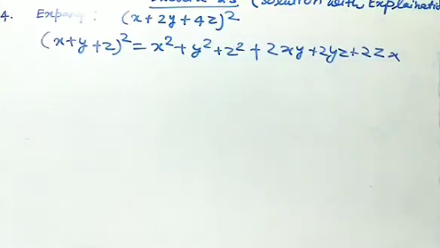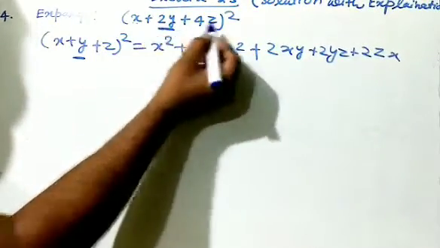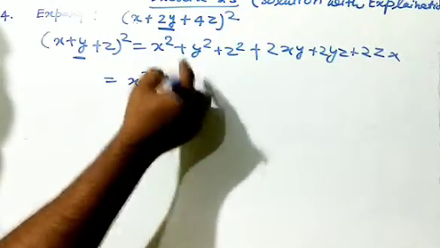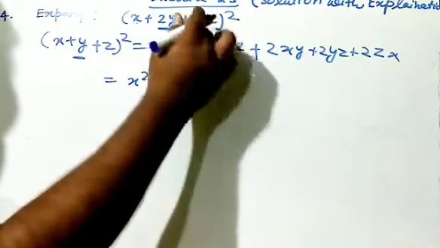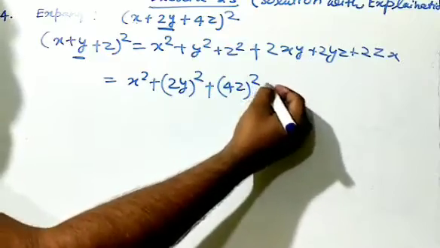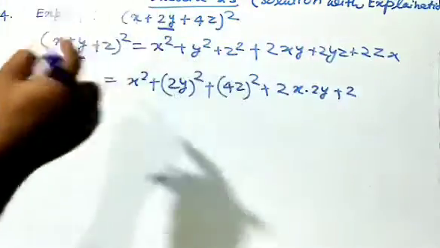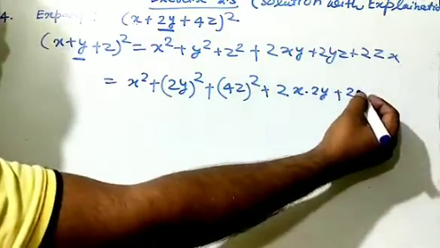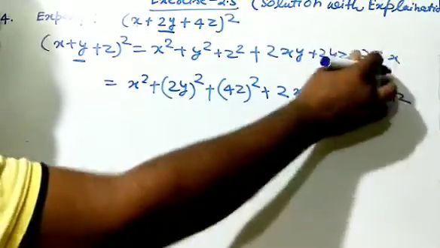So x is the same here. The value of y is 2y. The value of z is 4z. You have to just put them in one by one. x square. The value of y has changed, so 2y whole square. z is 4z square. Plus 2, x is the same, y is 2y. Plus 2, y is 2y and multiplied by z, 4z. Plus 2, z is 4z and x is the same.